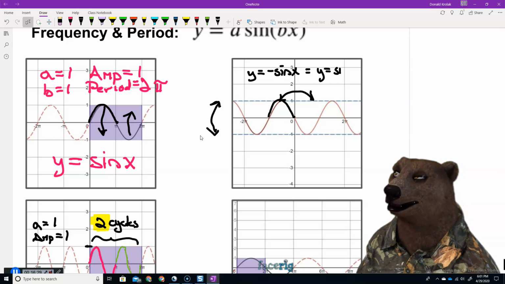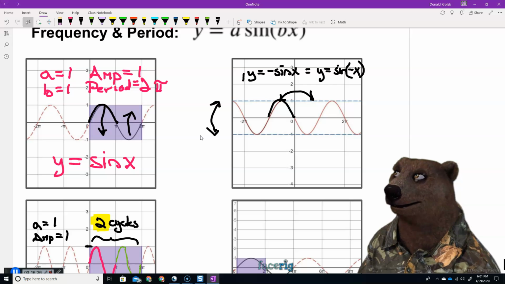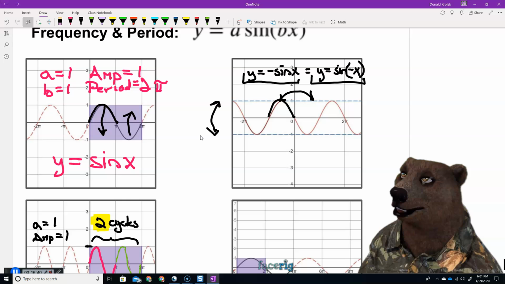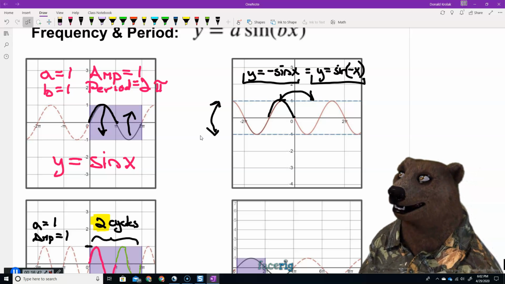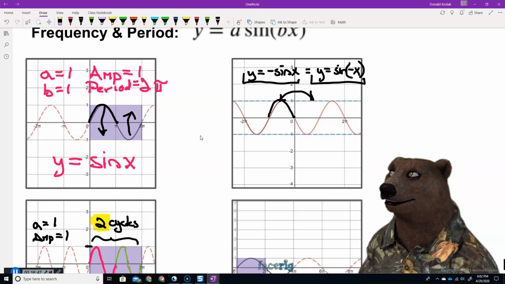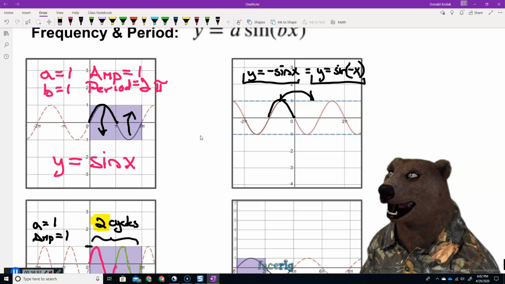So this equation, these two are the same thing. And whether or not you realize that, you already knew that. Okay, that's called an odd function. Remember we talked about if you took that graph and turned it upside down, it would look the same. That's what makes it an odd function.